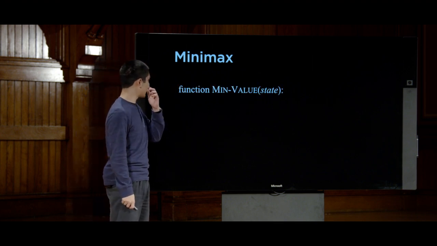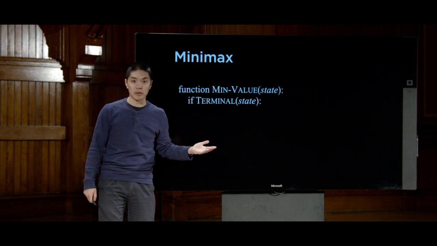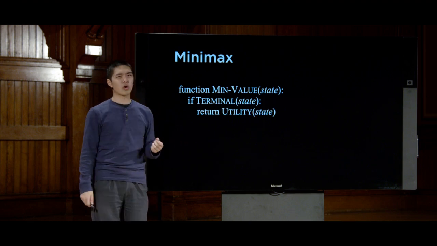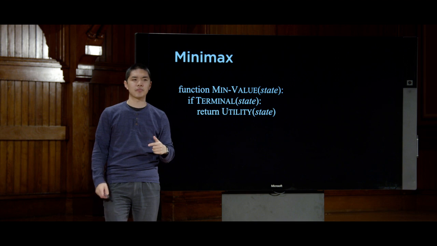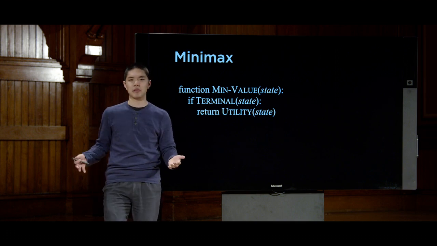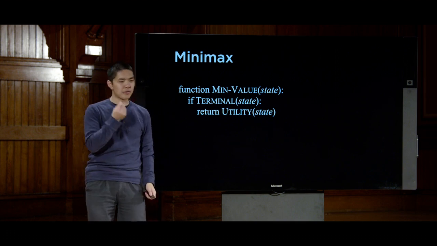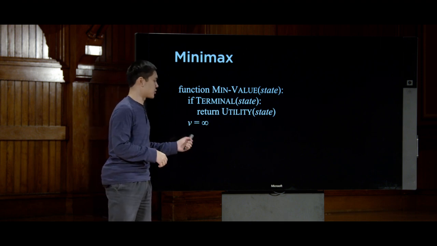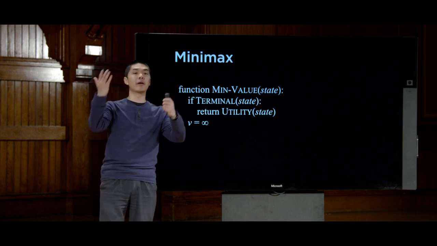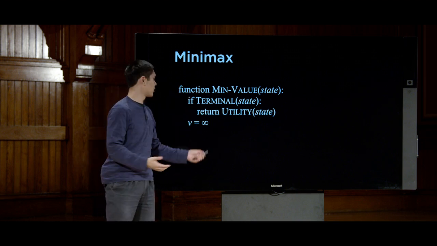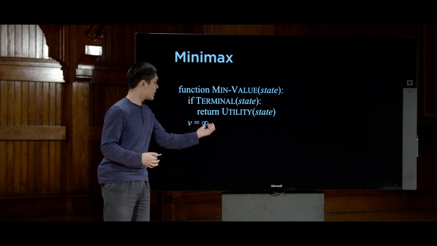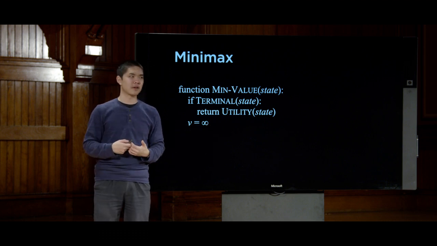To calculate the minimum value of a state, first we check if it's a terminal state. If it is, we return its utility. Otherwise, we're going to now try to minimize the value of the state given all of my possible actions. So I need an initial value for v, the value of the state. And initially, I'll set it to infinity, because I know I can always get something less than infinity. So by starting with v equals infinity, I make sure that the very first action I find will be less than this value of v.